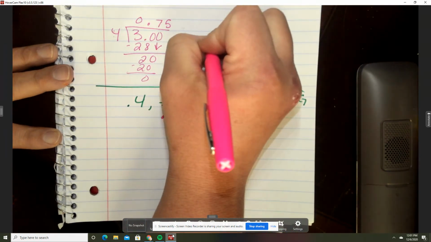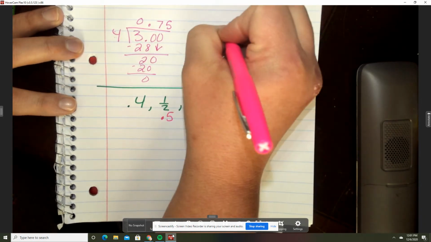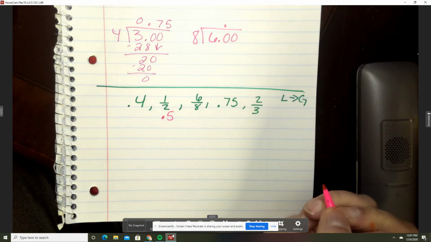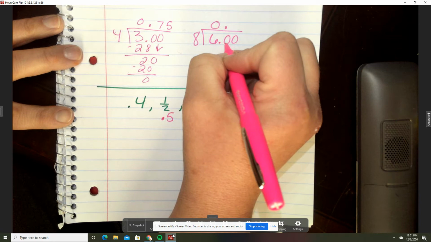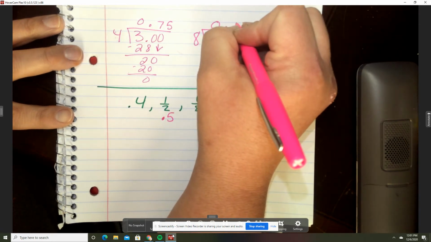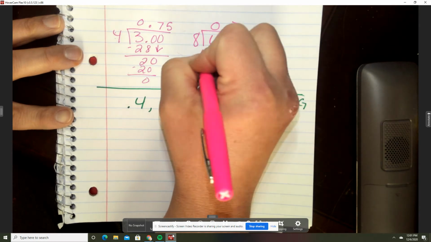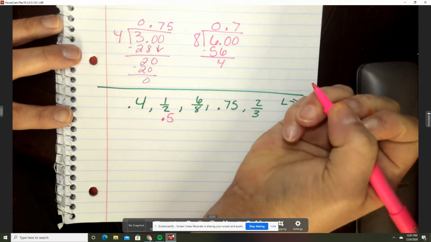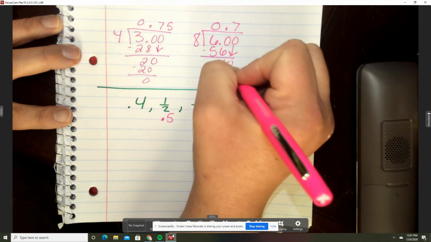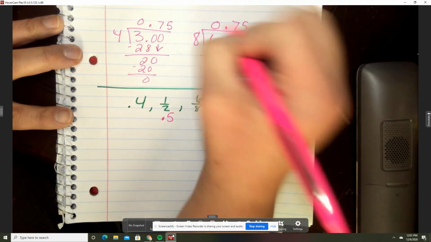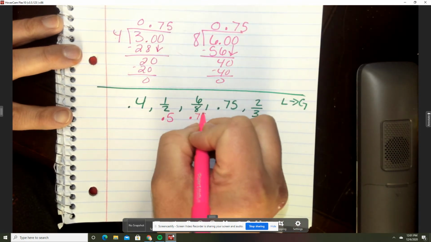So 6/8: 6 goes in the box, 8 goes on the outside, add a decimal and 2 zeros, bring up your decimal. 8 goes into 6 0 times, 8 goes into 60 7 times. 7 times 8 is 56. When you subtract that, that is going to be 4. Bring that 0 down. 8 goes into 40 5 times. 5 times 8 is 40. And we're done there.